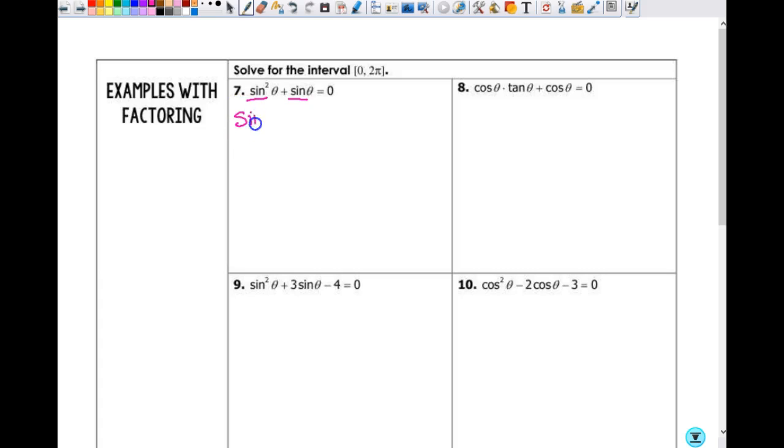So I'm going to factor out a sine theta. That leaves me with sine theta, what? Plus 1, and that all equals 0. So just like if this was x times x plus 1, it is factored, yes? So it is factored now. Now that you have it factored, you set each factor equal to what? 0. So that means I'm going to set sine theta equal to 0, and I'm going to set sine theta plus 1 equal to 0.